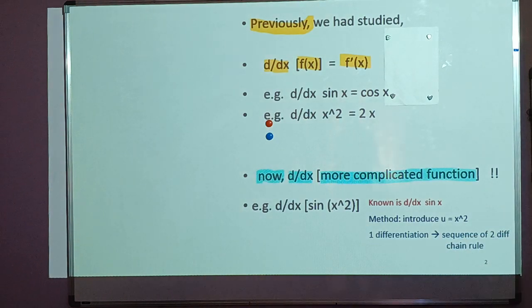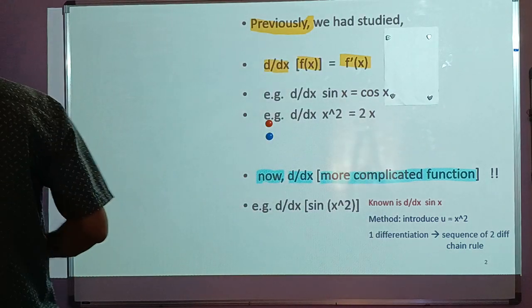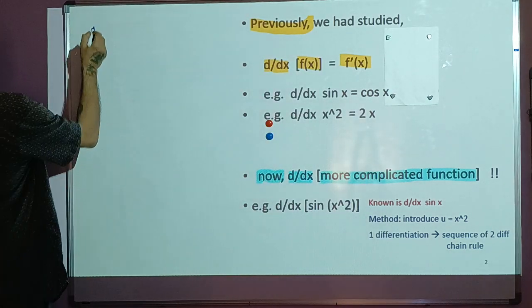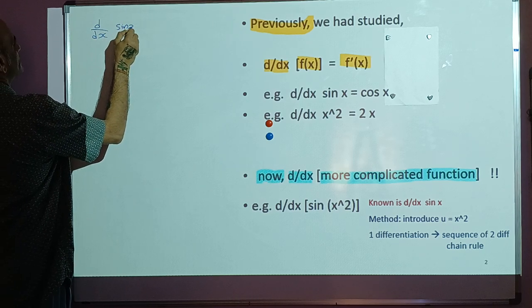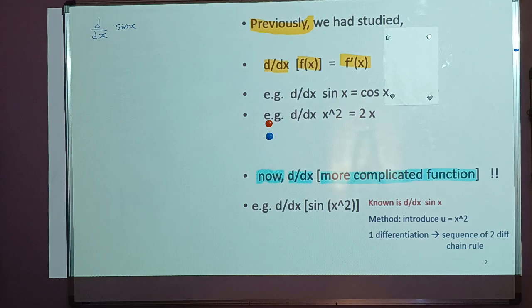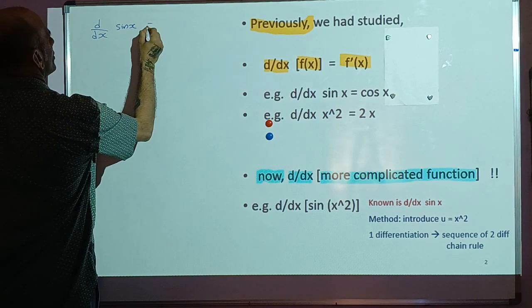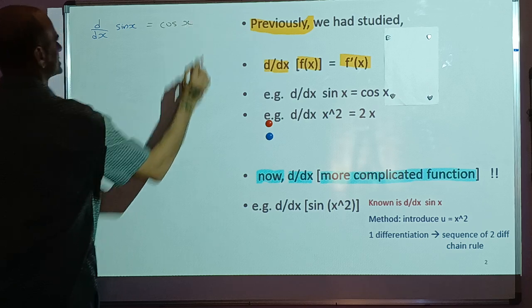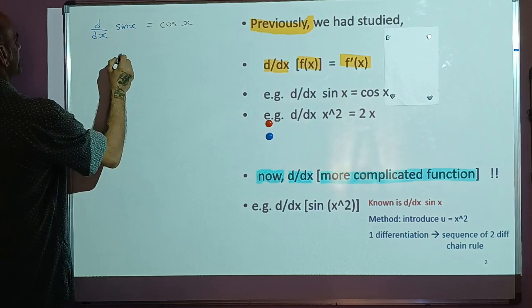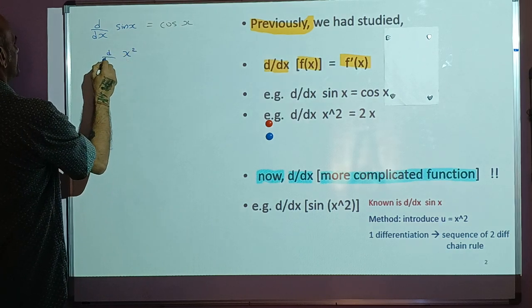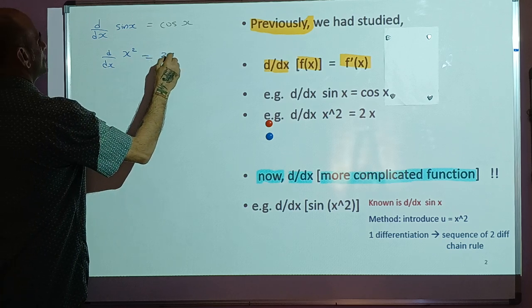In this video, I will discuss the chain rule of derivatives. Previously, we have studied how to find derivatives of simple functions, like for example, d by dx of a simple function like sin x. The derivative of this function is cos x. This can be derived from first principles. And we also know the derivative of the simple function x square with respect to x as 2x.